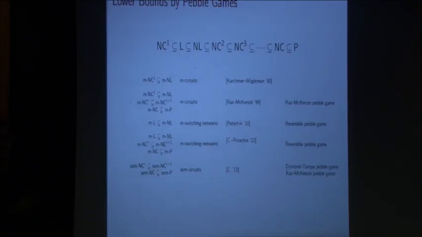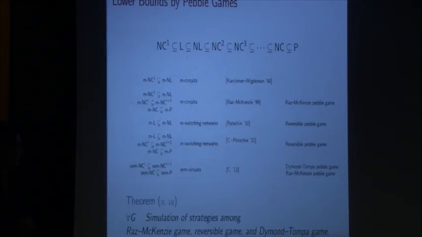For the moment, you just need to know that there are 3 pebble games in the lower bounds. They are respectively the Raz-McKenzie pebble game, because of the paper by Raz and McKenzie, the reversible pebble game, and the Dymond-Tompa pebble game. And it turns out that actually it's the same pebble game, in the sense that for every fixed graph, the pebble cost in any of the pebble games agrees. And to prove this, we give a simulation result: given a strategy in one of the pebble games, I can simulate it by a strategy in another pebble game with no worse performance, using no more pebbles.